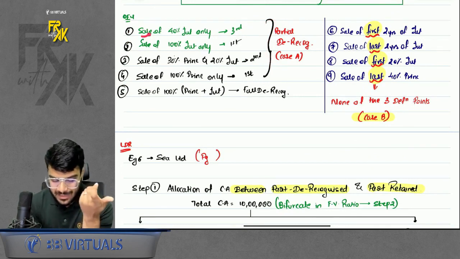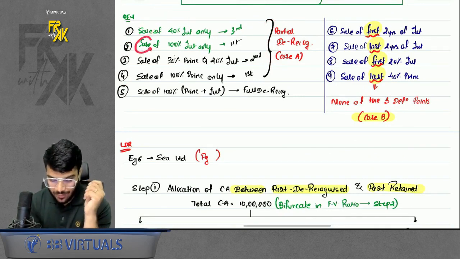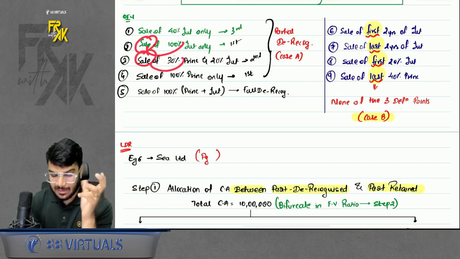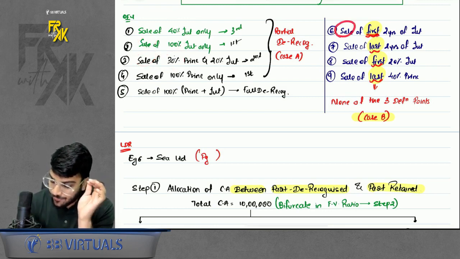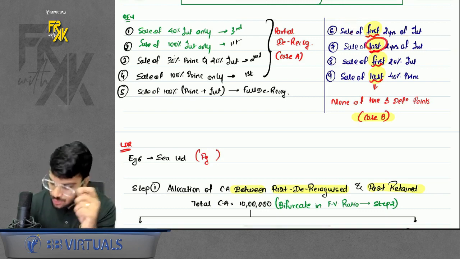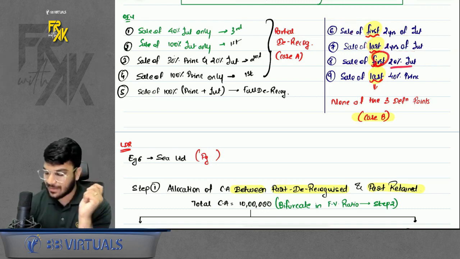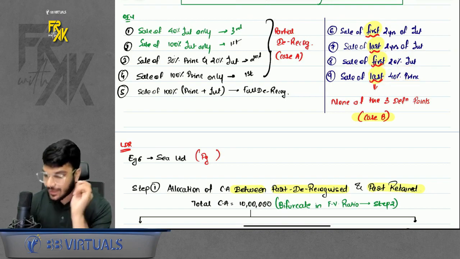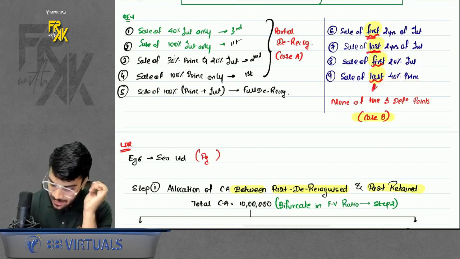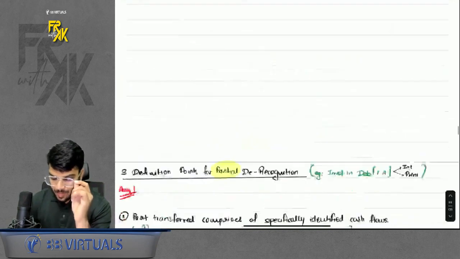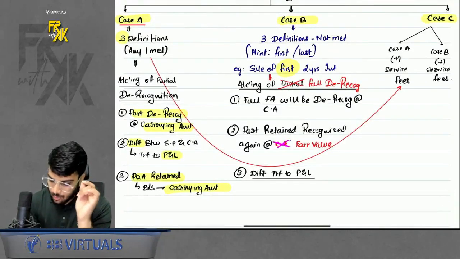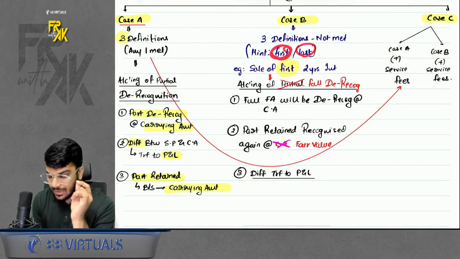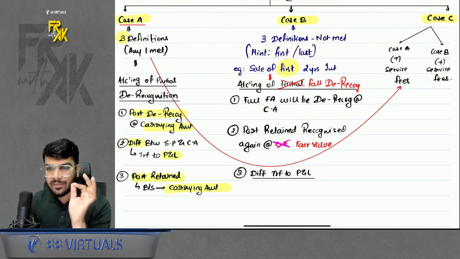Let's say for example I was saying sale of 40% interest, or sale of 100% interest, or sale of 30% principal, then we were falling under partial derecognition. But when I say sale of first 2 years of interest, sale of last 2 years of interest, sale of first 20%, sale of last 40%, whenever you see the words first and last, always remember we will not fall under the three definitions. Remember I gave you the logic in the class also. So whenever you see the words first and last, you will not fall under the three definitions.